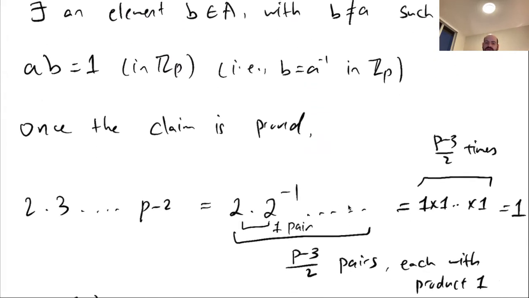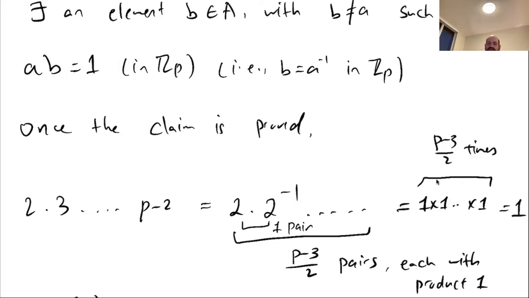So when I multiply these numbers, each of these numbers is paired up with one other element in this set A. And therefore, I will have P minus 3 over 2 pairs. The product of each pair is 1. I'll get a bunch of 1s multiplied together, and the answer is 1. And that will be it.